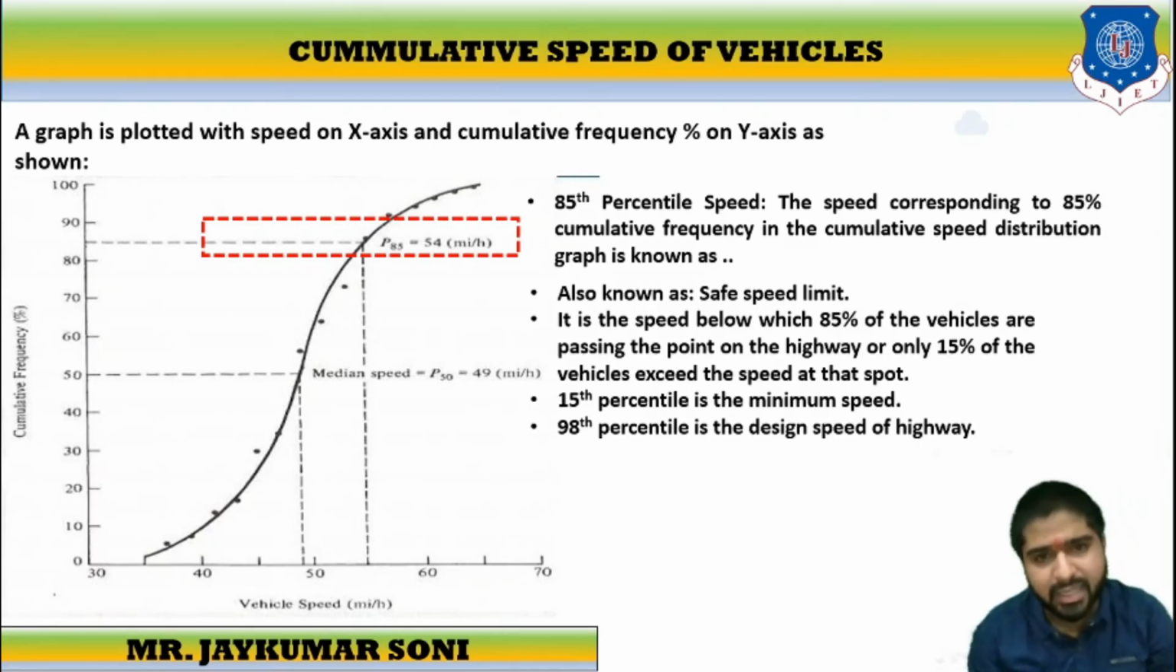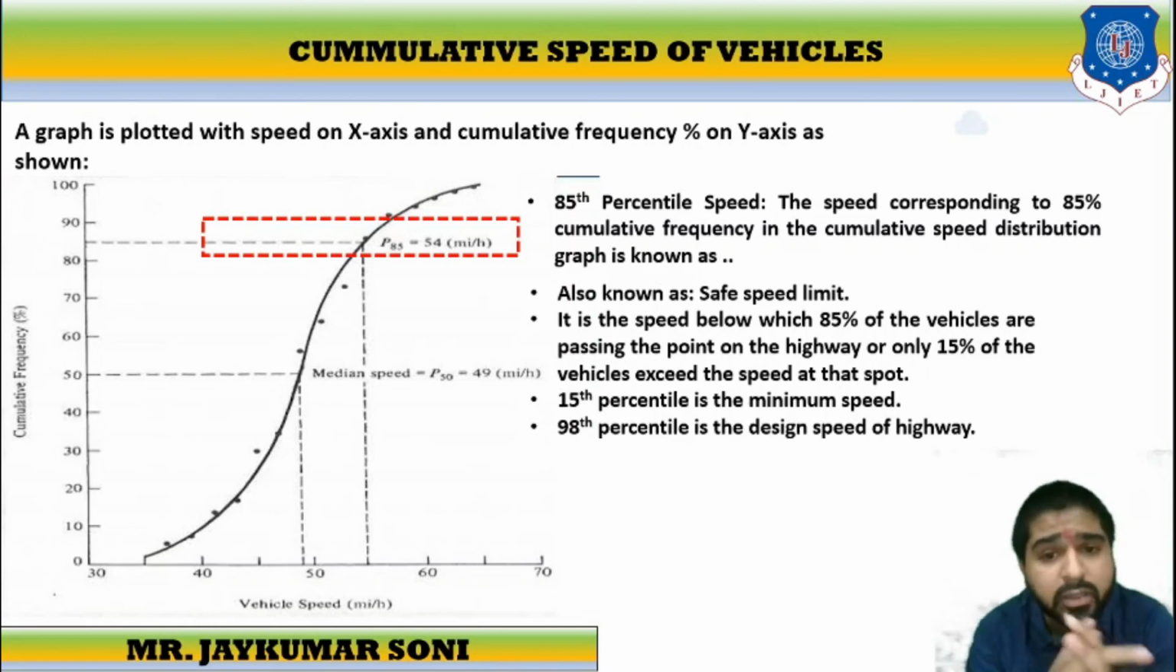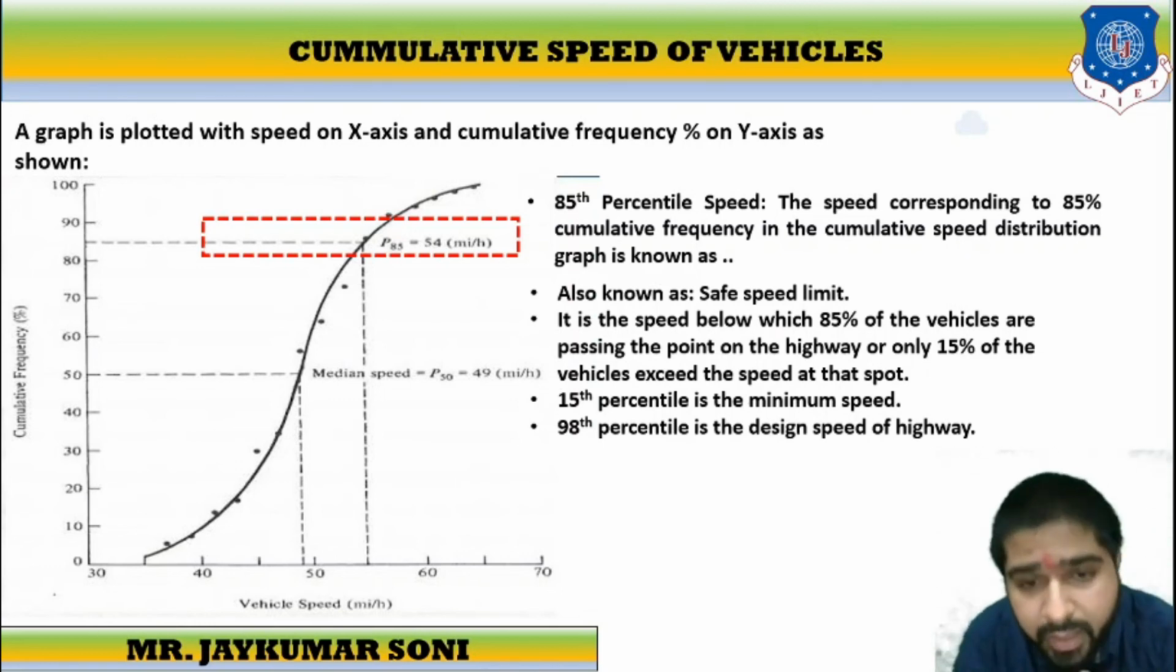Now, in the next session, we will cover the topics related to the modal speed and other speeds. Thank you so much. So, in this session, we have learned about the 85th percentile speed, the safe speed limit, the minimum speed limit, and we have learned how the enoscope and radar actually work. Now, in the next session, we will cover other topics.